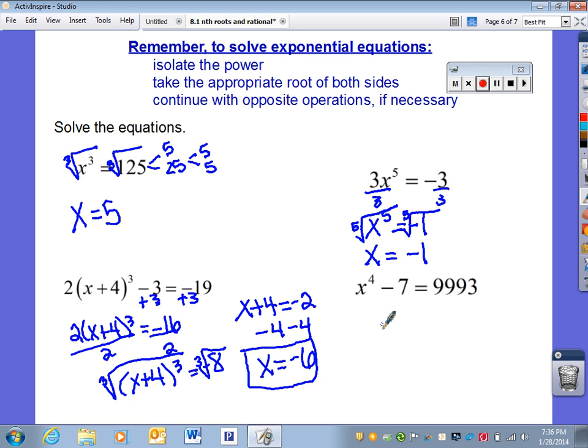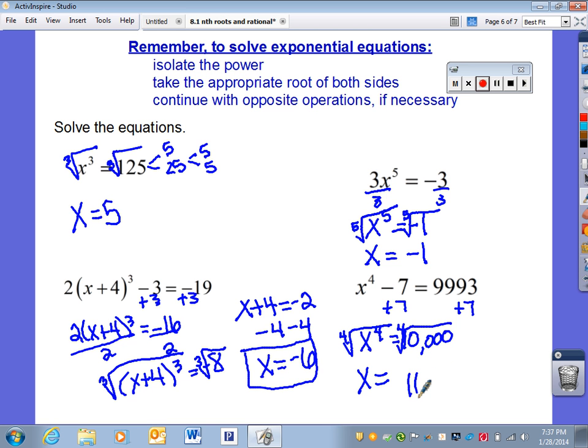In the last example, we're going to add 7 to both sides. And when we have 7, we have x to the 4th power is equal to 10,000. In order to solve, we now have the power isolated, so we are going to take the 4th root of both sides. So we have x is equal to, we want to know what number times itself 4 times is going to give us 10,000. That's going to be 10.